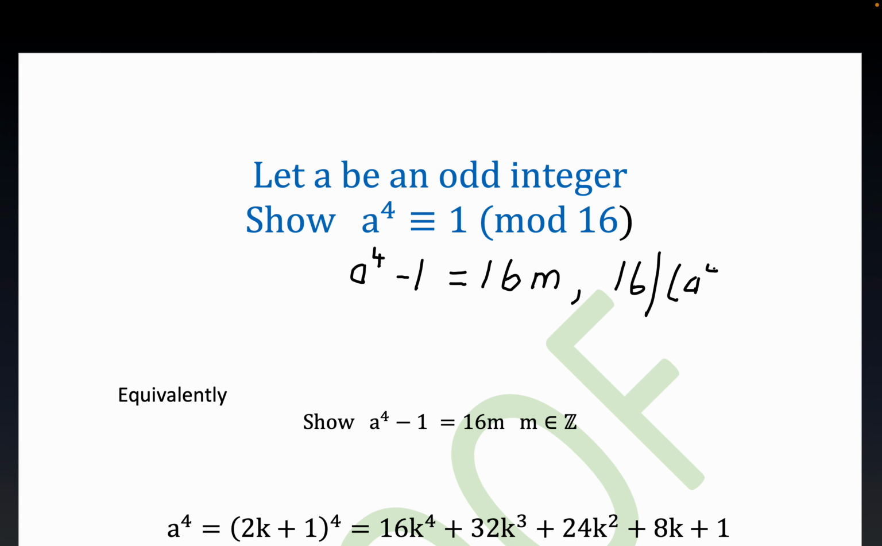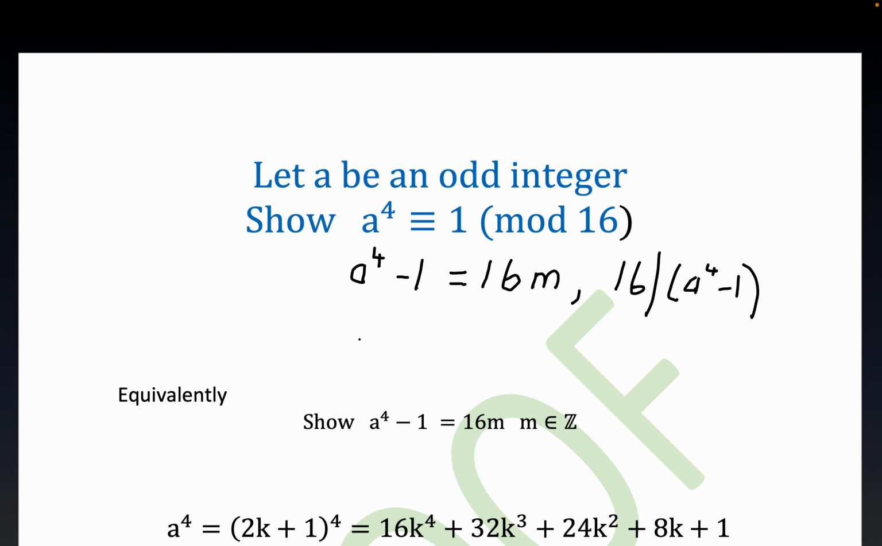So again, three different ways to state what we mean by congruence. This is kind of a common way, an equation way of talking about it. This is more of an algebraic way, and then this is just a number theoretic way, where this vertical bar means divides. 16 divides a to the fourth minus 1.